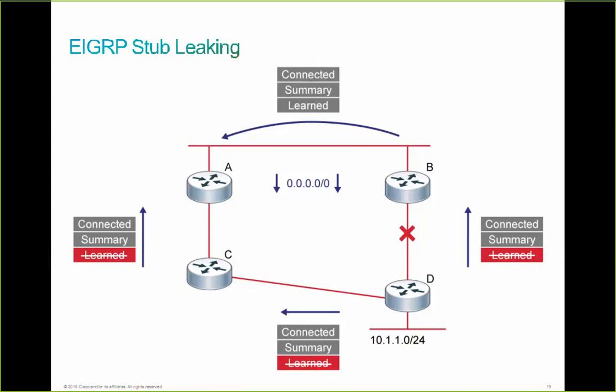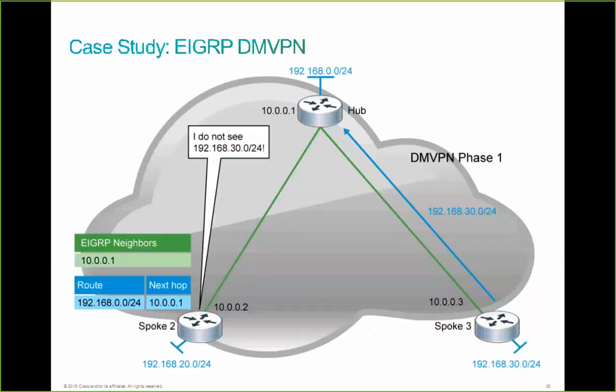To wrap up the chapter on EIGRP, we're going to take a look at how EIGRP operates in a DMVPN environment. In this particular case, we're going to look at it from the perspective of a case study, where we look at an example, a sample configuration, and see how this applies. EIGRP is actually the routing protocol of choice for a DMVPN network.